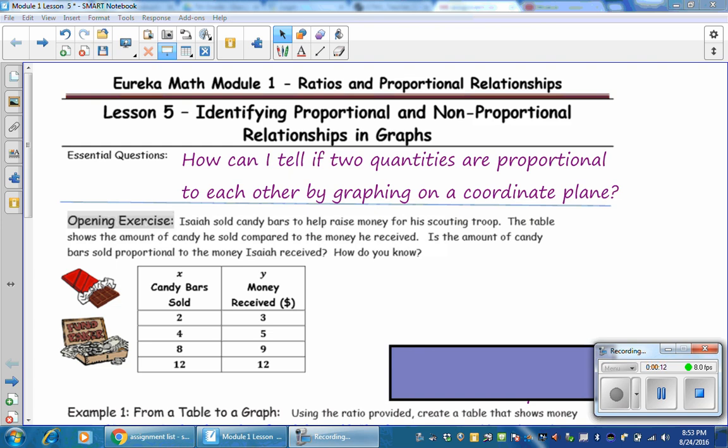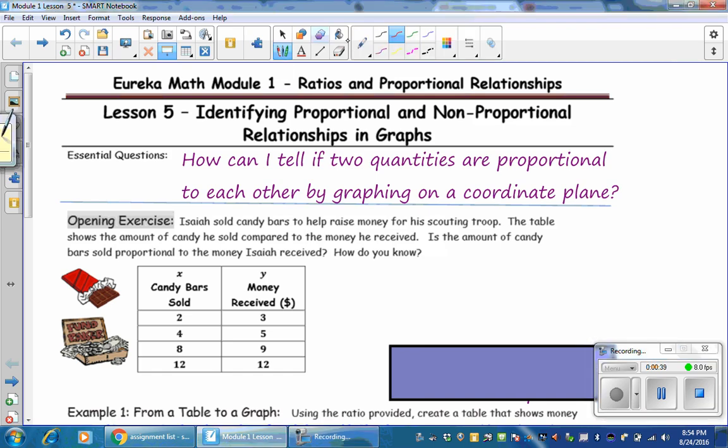Our essential question for this lesson is, how can I tell if two quantities are proportional to each other by graphing on a coordinate plane? For our opening exercise, Isaiah sold candy bars to help raise money for his scouting troop. The table shows the amount of candy he sold compared to the amount of money he received. Is the amount of candy bars sold proportional to the money Isaiah received, and how do you know?